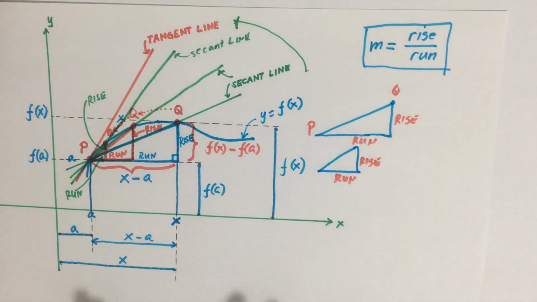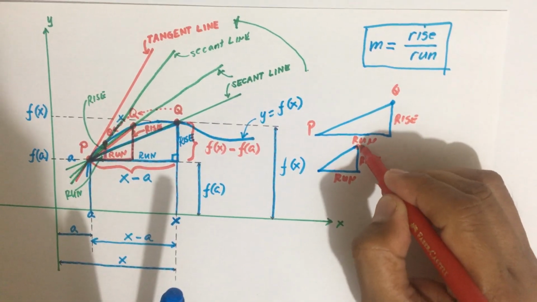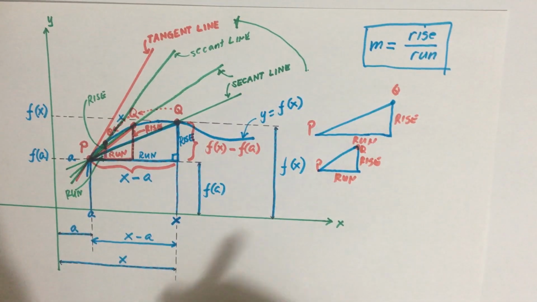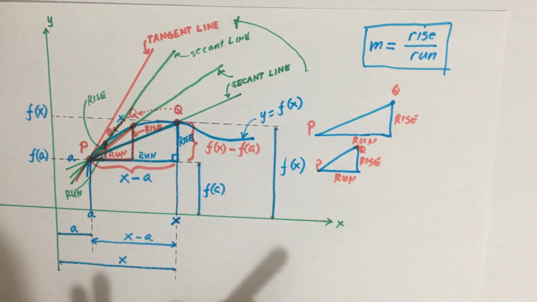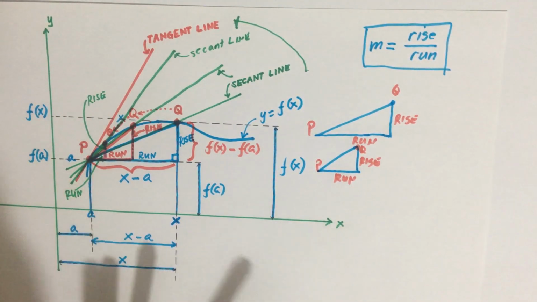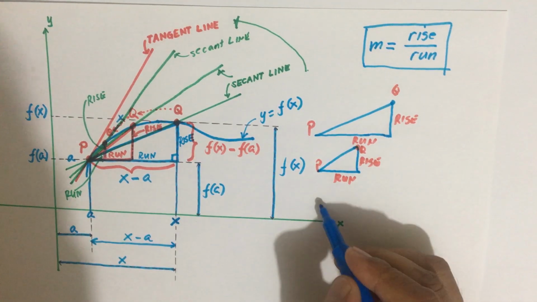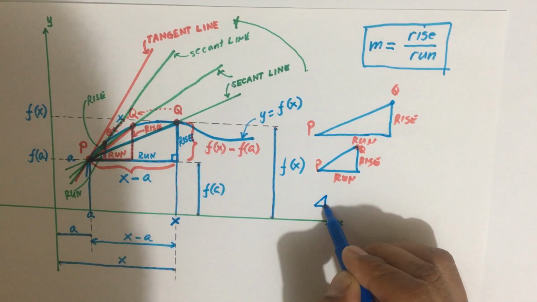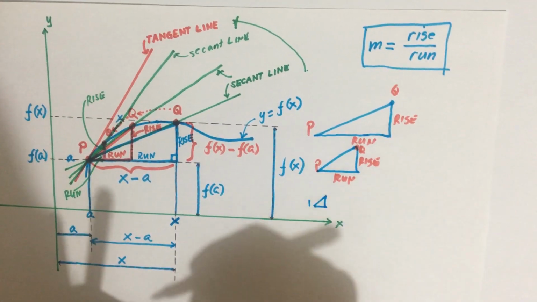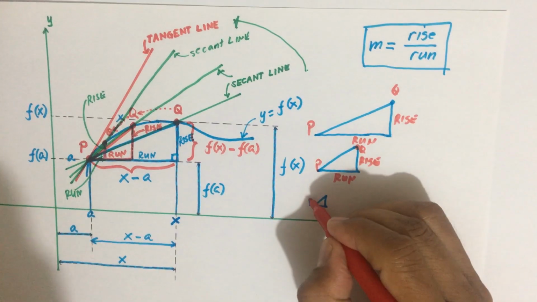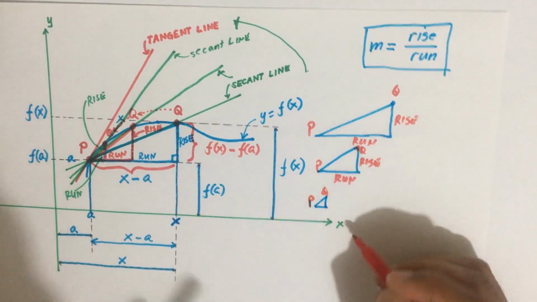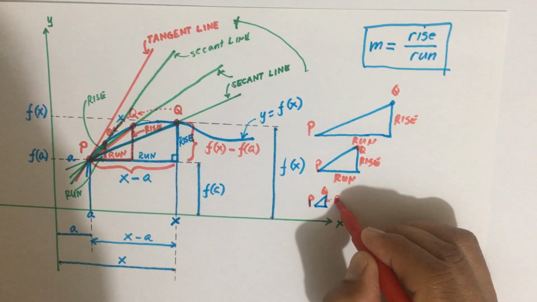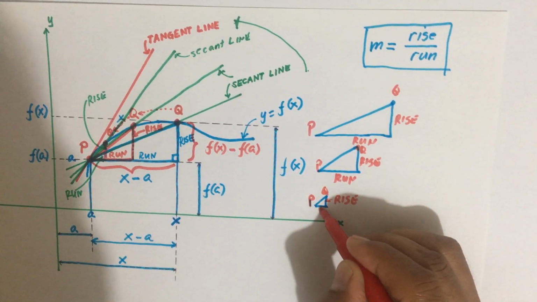And this is our Q here, and this is our P. As our Q moves closer and closer to P, what happens? We have now this resulting triangle. We have our P here, and this is our Q, and this is our new rise, and this is our new run.